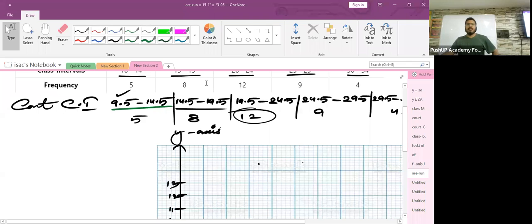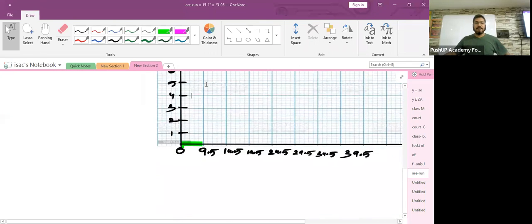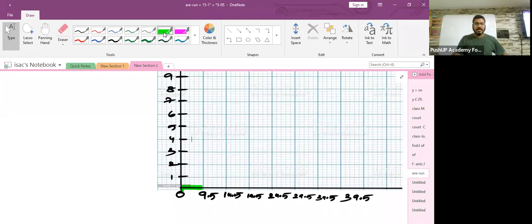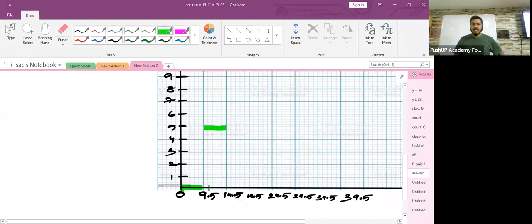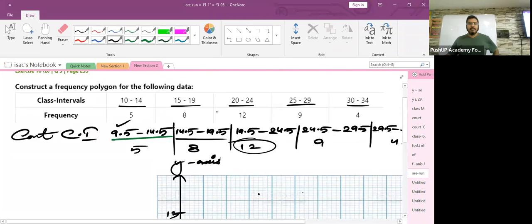For the first class interval 9.5 to 14.5, what is the frequency? 5. Very good. So where is 5? Over here. So children, this is where you have to plot it. Here is your class interval 9.5 to 14.5, and the corresponding frequency is 5. So somewhere over here. Now, children, where is the midpoint? Over here. Yeah. Plot it. And what is the value? 5. Isn't it?